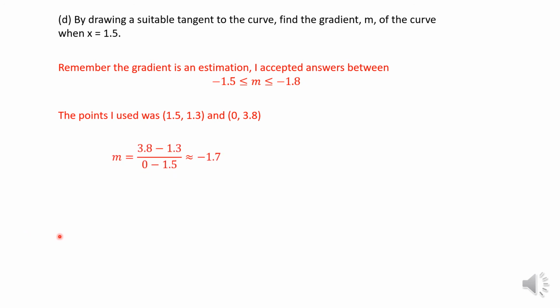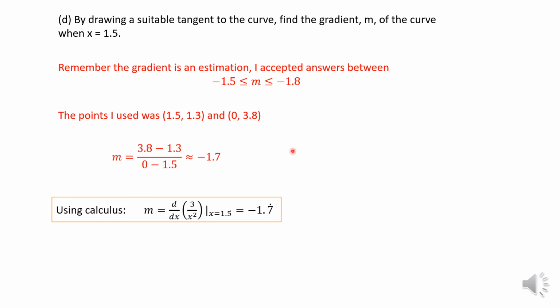So I use all those points, and calculating the gradient, I get an answer of something like -1.7, which is more or less where you're supposed to be. Any value between -1.5 and -1.8, I would have accepted that answer. If you know calculus and for some reason you want to do A-level next year, we can calculate by differentiating our function, and the gradient of the function would have been -1.8. So this answer is more or less in the region.